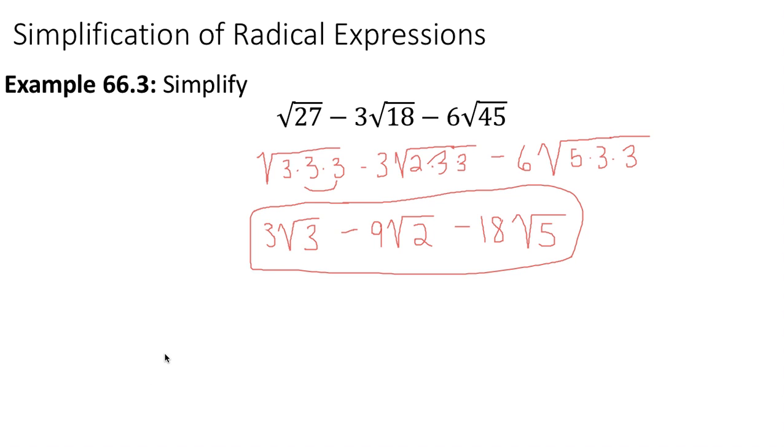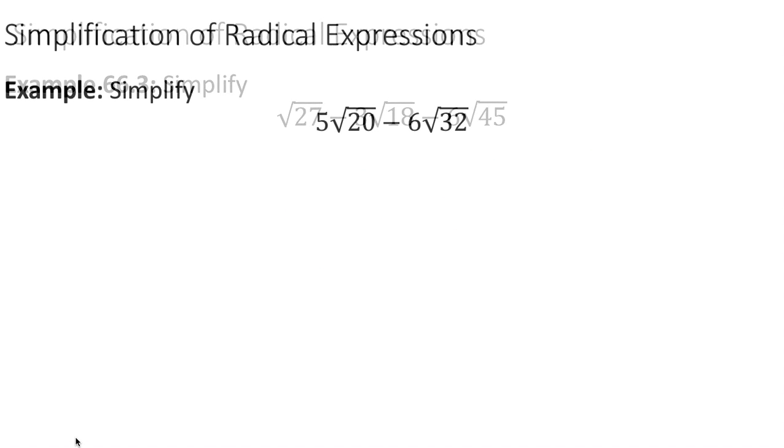All right, so checking the answer for this third example, we get 3 radical 3 minus 9 radical 2 minus 18 radical 5. And none of these are like terms, so they cannot be combined. So we just go ahead and leave them as they are. Go ahead and try this next example, and you can pause the video and see what you get.